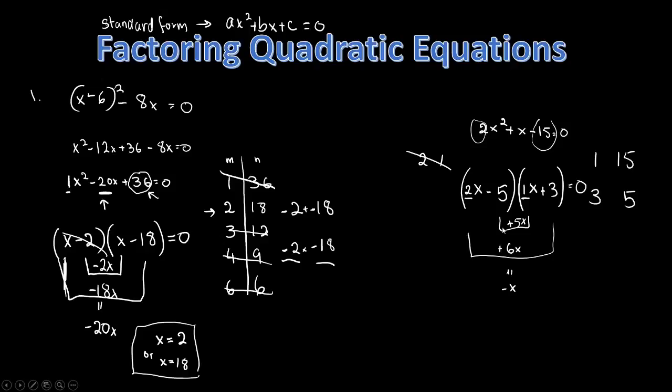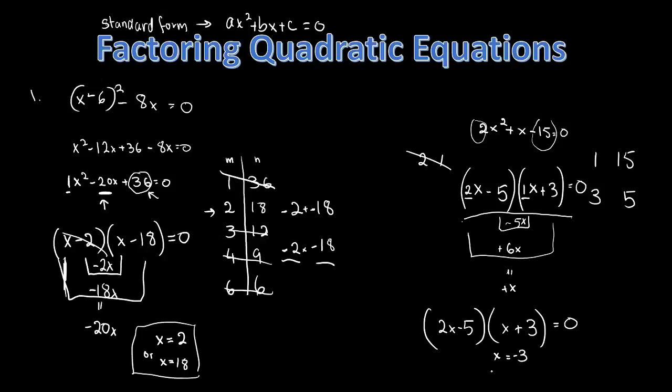So here it will be positive, and then this is going to be negative. Negative 5 times x is going to be negative 5x, and then this will equal a positive x, and therefore I have found my two factors, which will be 2x minus 5 multiplied by x plus 3 equals 0. Therefore, my two solutions for x are x is equal to negative 3 or x is equal to 5 over 2.